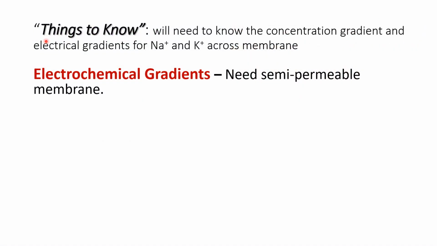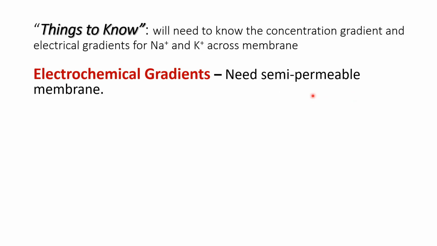Now, this slide says things to know. Well, yes, I would also say terms to know. We need to know the concentration gradient and electrical gradients for sodium and potassium. Hey, there's the answer to one of those questions. Sodium ions and potassium ions cross the membrane. If these concentration and electrical, we call that an electrochemical gradient. If these gradients change, that changes the voltage.